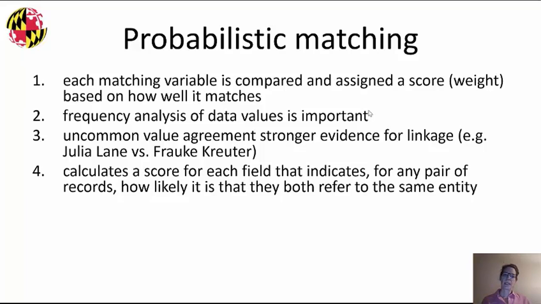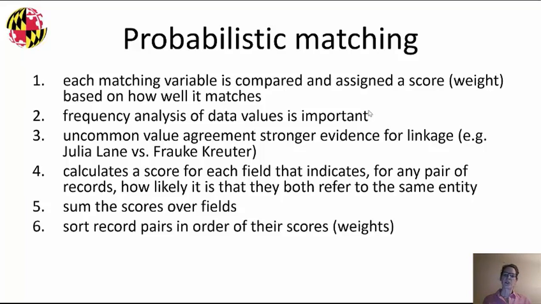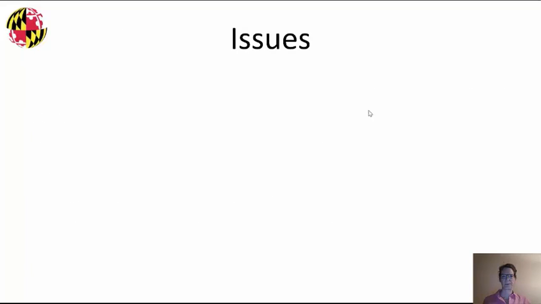Then you calculate a score for each field that indicates for any pair of records how likely it is that they both belong to the same entities. You sum the scores over all the fields. You sort your record pairs in the order of their scores and then find the right matches. Now that can be very intensive, right? All pairwise comparison is quite inefficient, and therefore something called blocking will be quite critical, and we get to that in a second. So what are the issues?